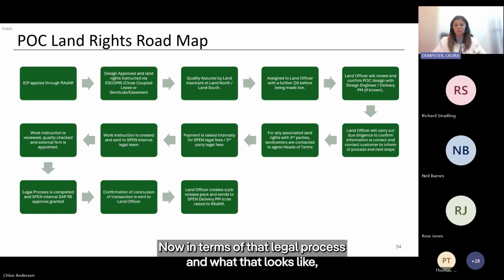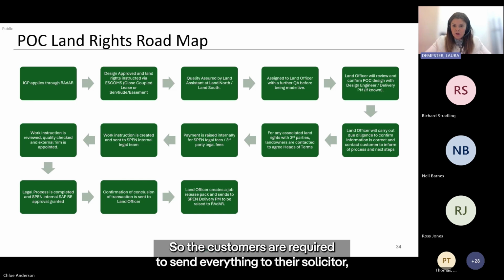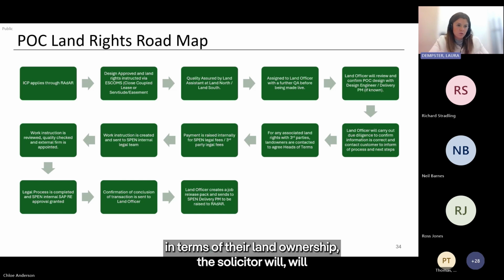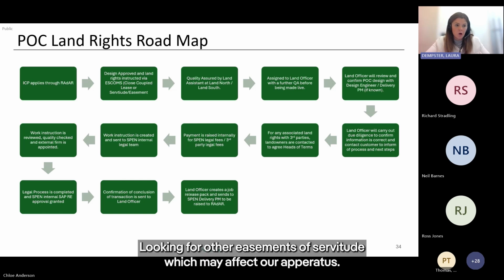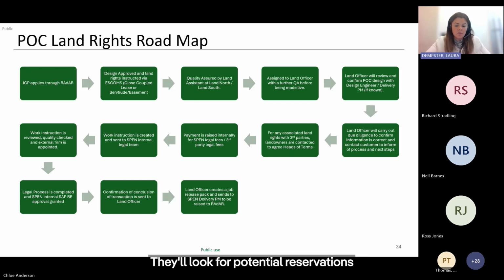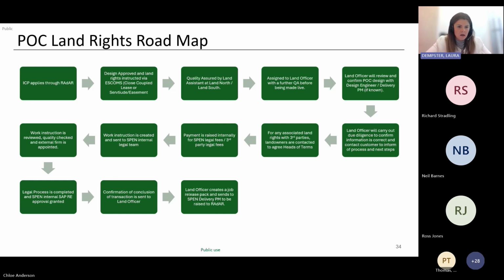So now, in terms of that legal process and what that looks like, there's a title review at the outset. The customer is required to send everything to their solicitor in terms of their land ownership. The solicitor will then carry out a title review and go through everything with a fine-tooth comb, looking for other easements or servitudes which may affect our apparatus. They'll look for potential reservations on the title that may impact us as a business.